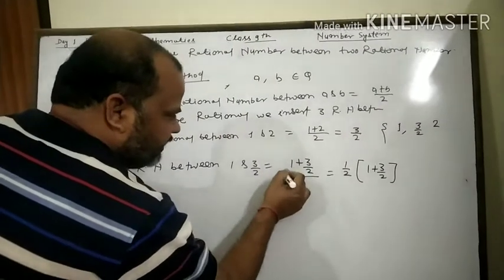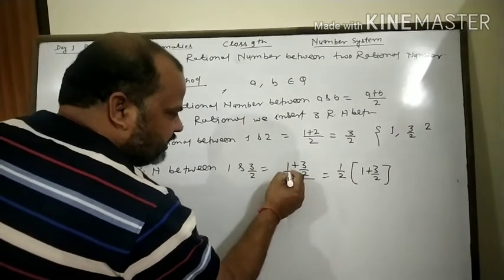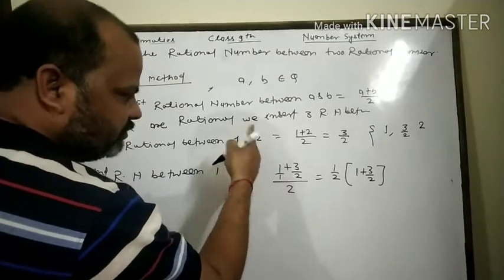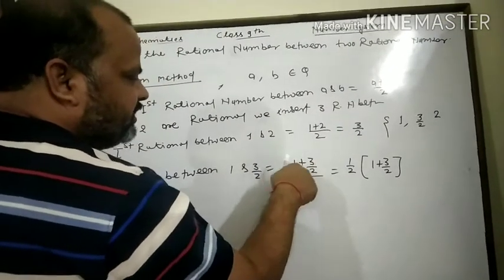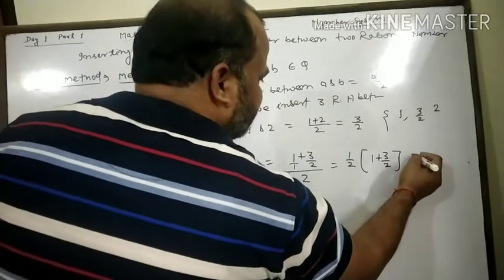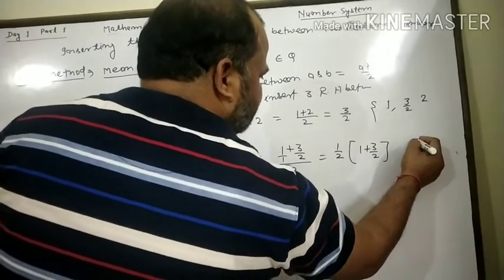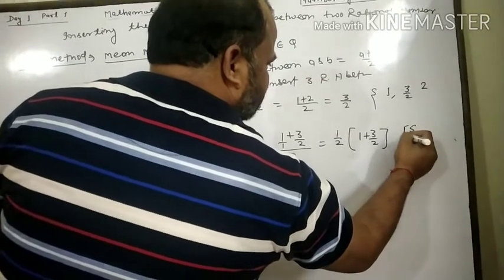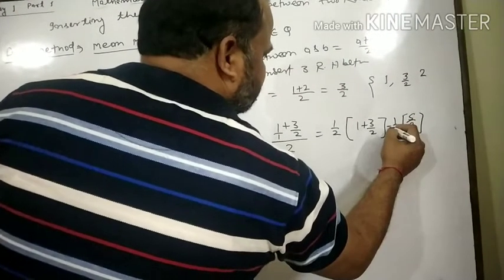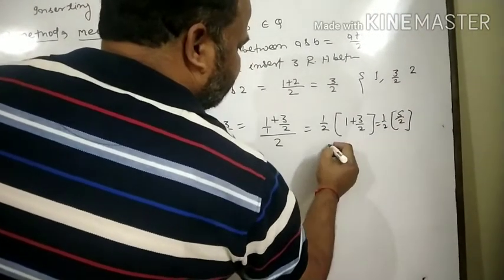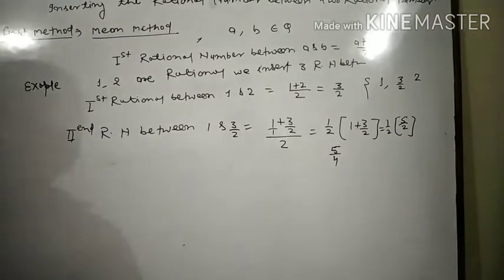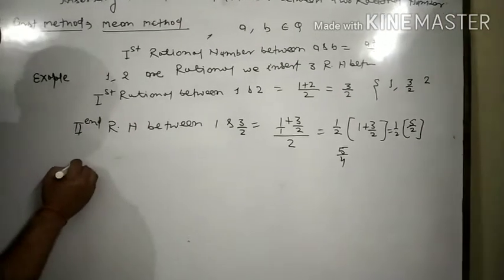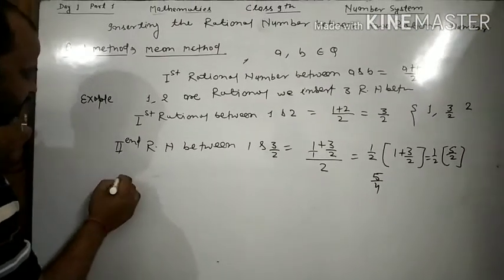Here the denominator is not given, then it is 1, then LCM of 1 and 2. You know how we can solve the fraction. Then by the fraction way you can solve. Then 2 1 is 2 plus 3, 5 by 2 and 1 by 2. Then after breaking the bracket, it is 5 upon 4. Clear?